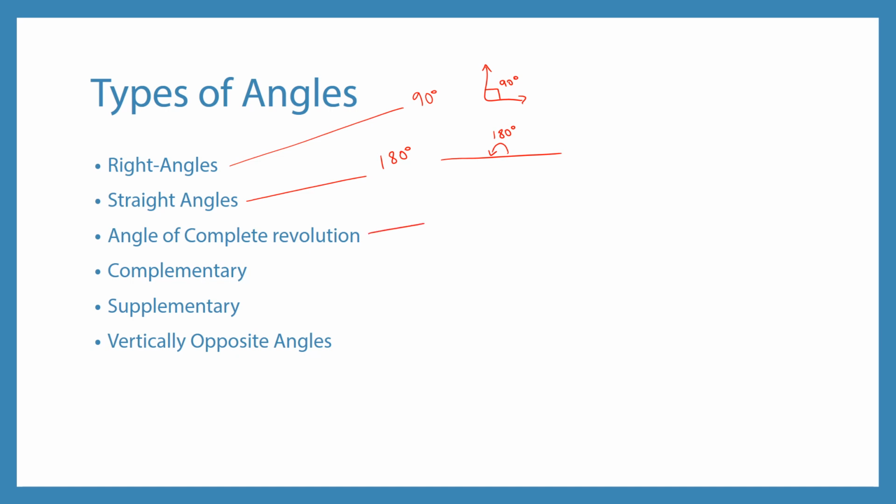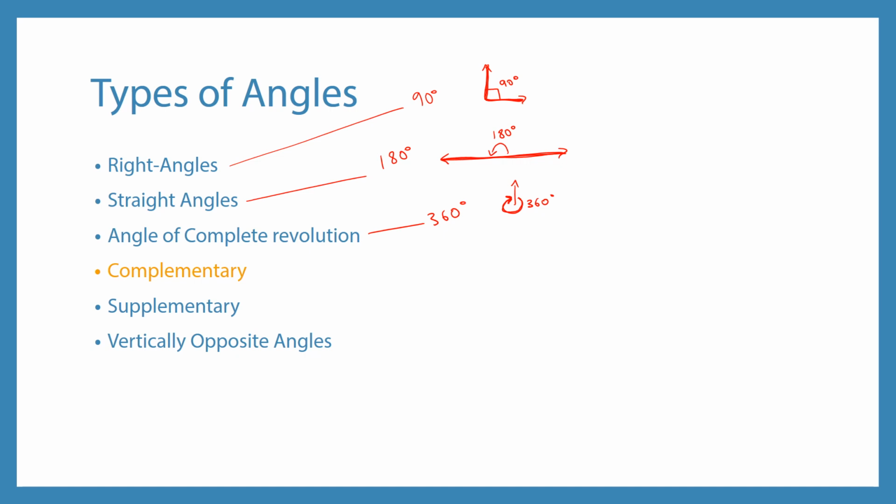An angle of complete revolution is what it sounds like. That's when we have our line and we go the entire way around. So that's 360 degrees. So we have a 360 degree angle. So these are 3 different measurements that you should remember. 90 degrees being this corner, which is the corner that you would see in a square or a rectangle. A straight angle, which is the angle that we'd have on a straight line. And then our angle of complete revolution, which is where we completely revolve, we go all the way around, and our angle ends where it started, which is 360 degrees. Next, we have our complementary angle.